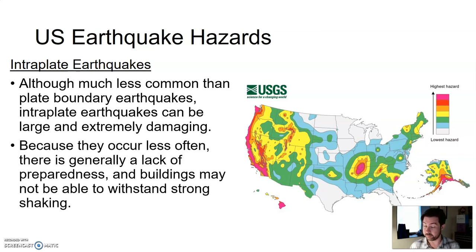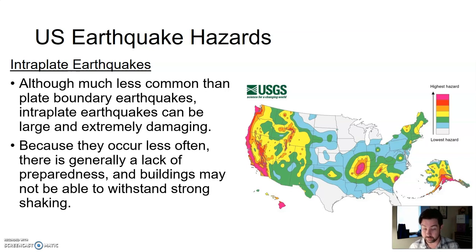And the reason being, because they happen less often and in areas that you don't typically associate with earthquakes, people are less prepared. Buildings are not necessarily built to withstand earthquakes because that's not in mind. People's houses aren't built to withstand earthquakes because, again, that's not in their minds because earthquakes are so rare. But when they do happen, they can be big and cause a lot of damage. So it is kind of dangerous to live in some of these places if an earthquake occurs.